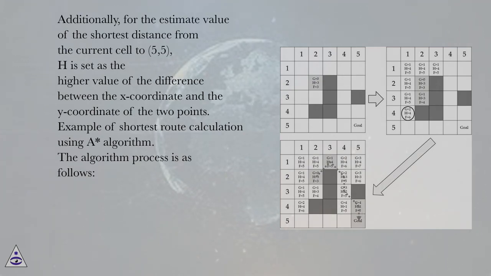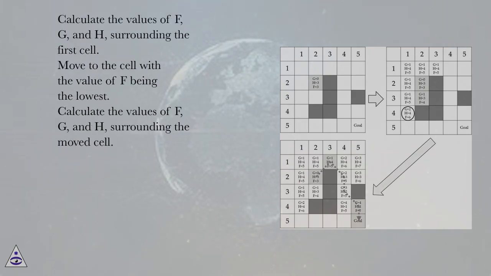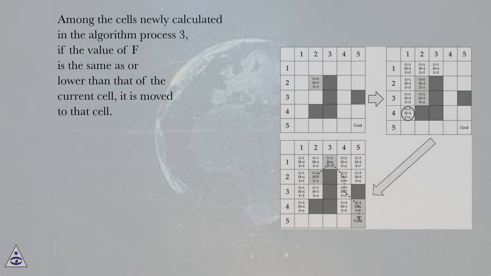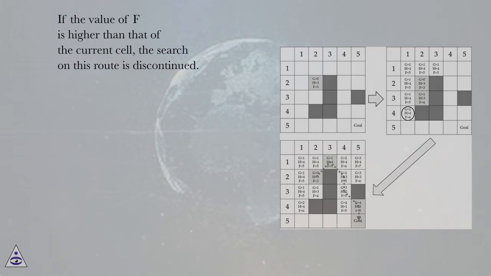The algorithm process is as follows. 1. Calculate the values of f, g, and h surrounding the first cell. 2. Move to the cell with the value of f being the lowest. 3. Calculate the values of f, g, and h surrounding the moved cell. 4. Among the cells newly calculated in algorithm process 3, if the value of f is the same as or lower than that of the current cell, it is moved to that cell. If the value of f is higher than that of the current cell, the search on this route is discontinued.